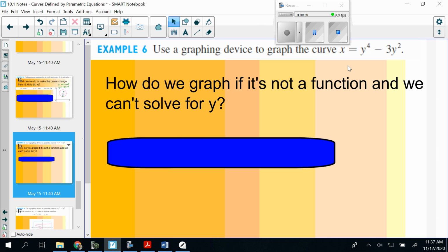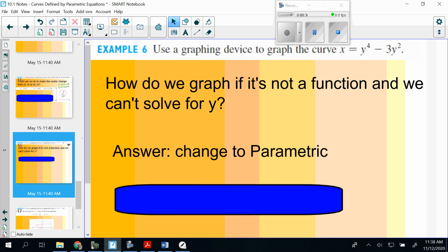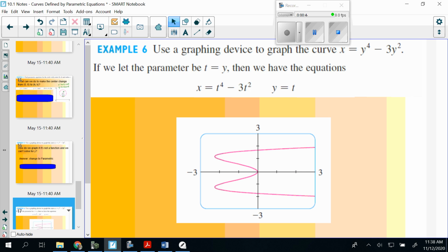Is there a way to do it? Well, not by solving for y, but there is a way we can still graph it on the calculator, and that is to change to a parametric. So if we change this to a parametric, then it is possible to graph. So how do you do that? Well, what we're going to do is substitute or find that third parameter of t and put that into the problem.